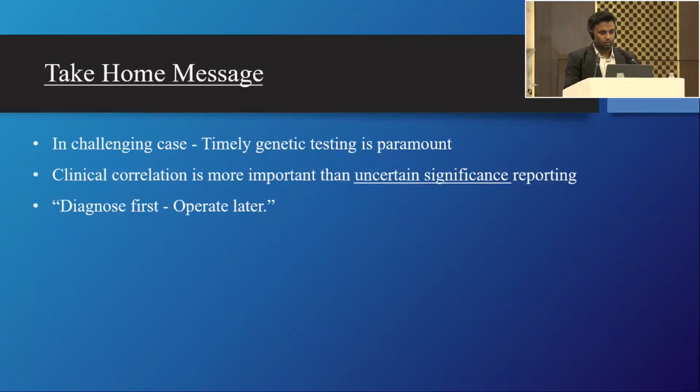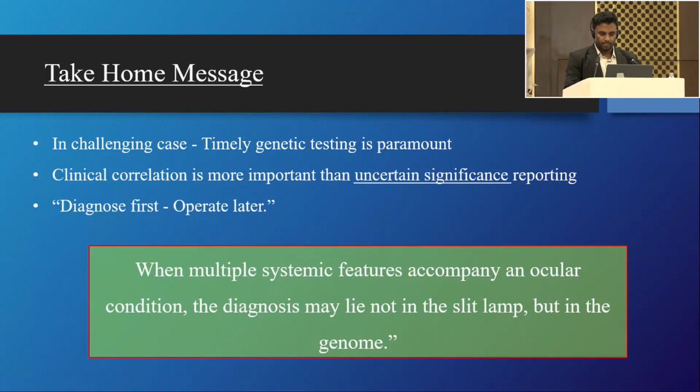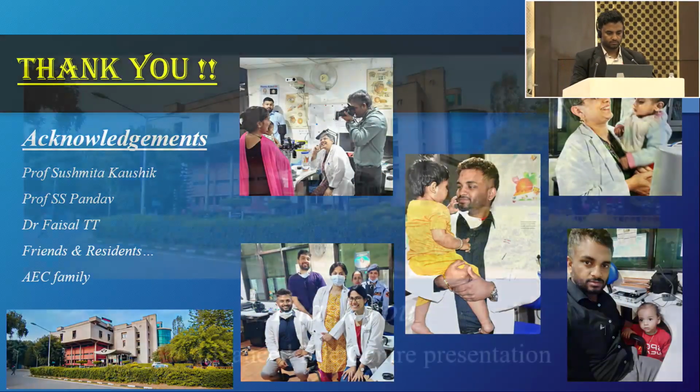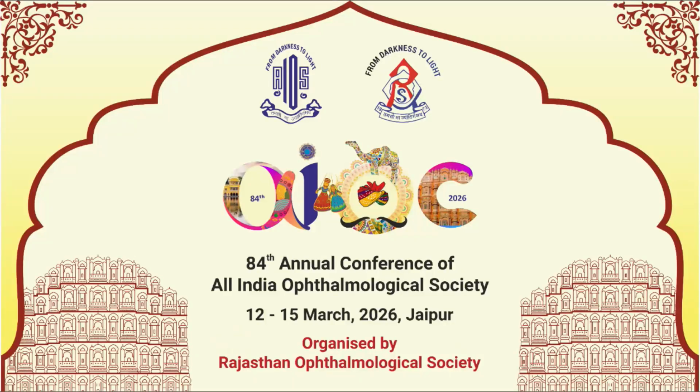So the take-home message from this case will be: in challenging cases, genetic testing is important, but timely genetic testing is of paramount importance. Clinical correlation is more important than uncertain significance reporting. So diagnose first, operate later. When multiple systemic features accompany an ocular condition, the diagnosis may lie not in the slit lamp, but in the genome. Thank you.